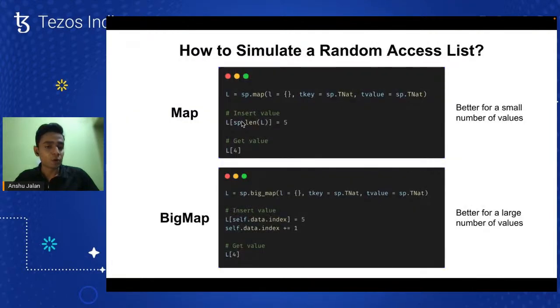But in a big map, we don't get sp.len out of the box. Rather, we have to keep a state variable that tracks the current index. So in this case, let's say we have self.data.index, and the initial value of this variable would be 0. So the first value that we insert would be at the 0th index, and then we increment it. So it's very intuitive to understand. At every value insertion, the index keeps getting incremented, and eventually what we end up getting is a simulation of a random access list where you can access the values in just the standard format.